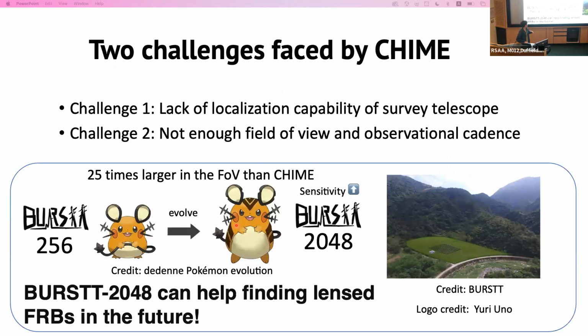So in this project, we are using BURST, which is a telescope we're going to build in Taiwan. First, BURST 256, which has a field of view 25 times larger than CHIME. It will help us find lens FRBs in the future. And in the future, BURST 256 is evolving into BURST 2048, where we increase the number of antennas to make the sensitivity higher, so we can detect more FRBs.